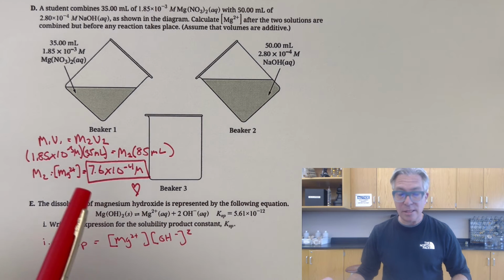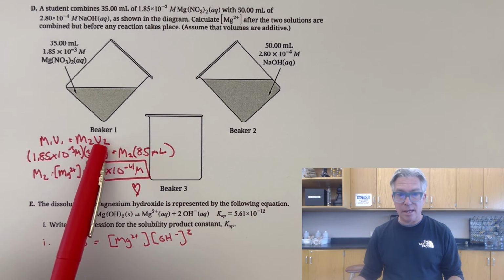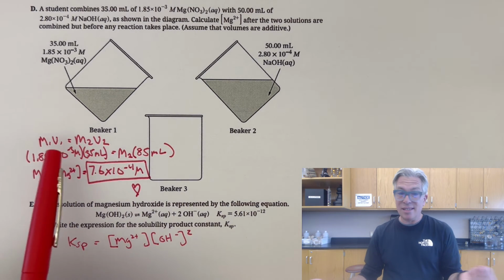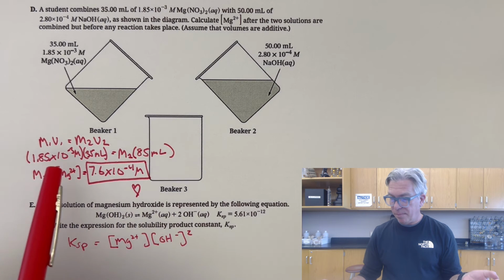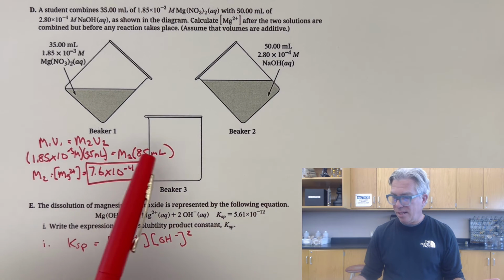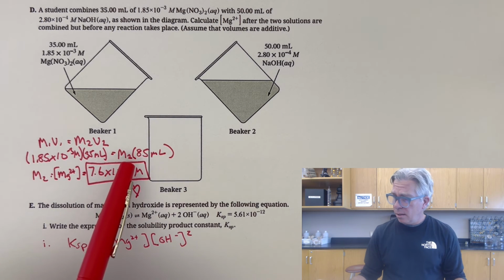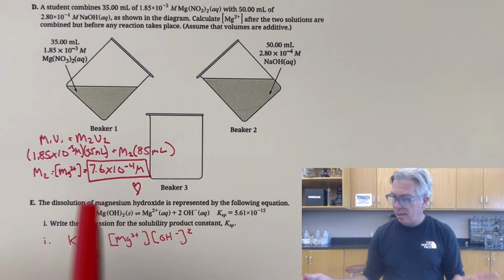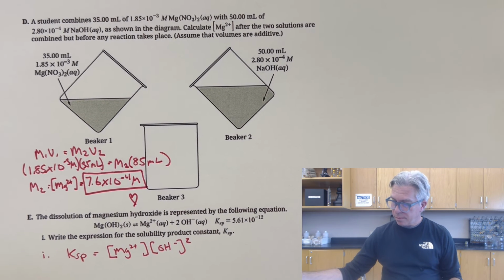I didn't have a lot of space here, but I went over here and said, all right, M1V1 equals M2V2, the molarity and volume at time 2. So molarity times volume gives you moles. Moles stays constant. We're just adding water. So the molarity goes down if the volume goes up. So here's my initial concentration, 35 mils. I didn't have to change that into liters because the mils are going to cancel anyway. Times the new molarity at 85. And the new molarity I calculated is 7.6 times 10 to the minus 4th moles per liter.